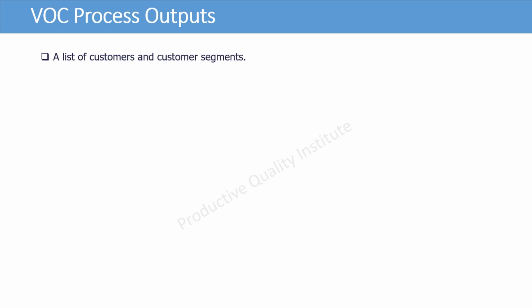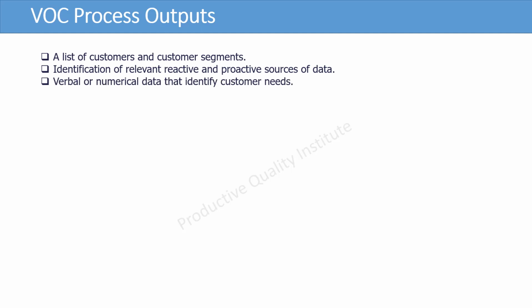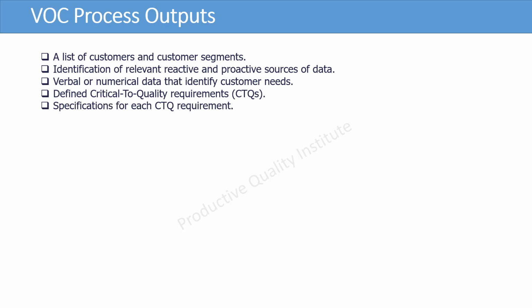The process outputs are list of customers and customer segments, identification of relevant reactive and proactive sources of data, verbal or numerical data that identify customer needs, defined critical to quality requirements, CTQs, specifications for each CTQ requirement.